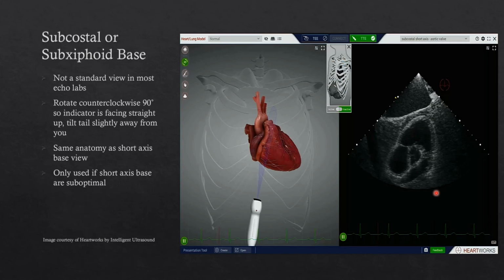So it's always good just to try while we're here. So you've got your aorta in the middle of the screen here, left atrium, right atrium, tricuspid valve, right ventricle, pulmonic valve is over here. But we really only obtain this if our short axis base views are suboptimal.